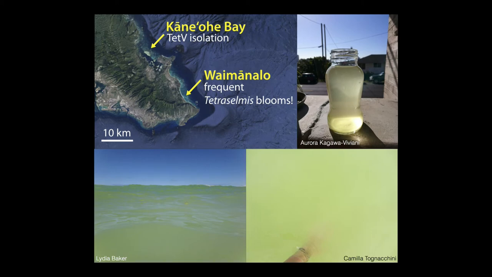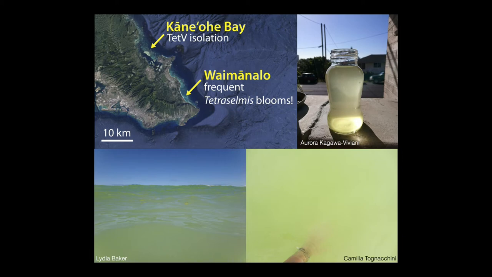And they are what we call giant viruses, those that get up into the size range of other living organisms like small bacteria. Okay. What about Kaneohe Bay and Waimanalo here? So TetV was isolated from water in Kaneohe Bay, and we can see blooms of its host in places like Waimanalo, like the image earlier. And here we have a few different examples showing that green water from the extremely high concentration of these cells, these green algae.